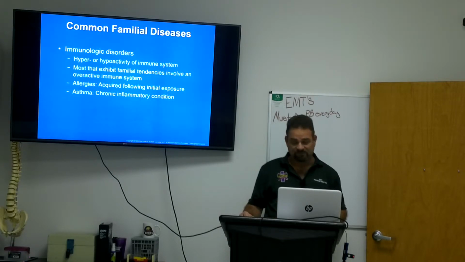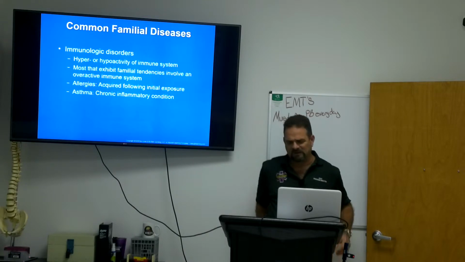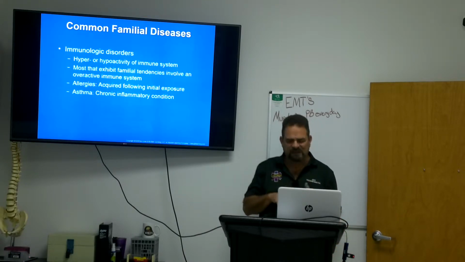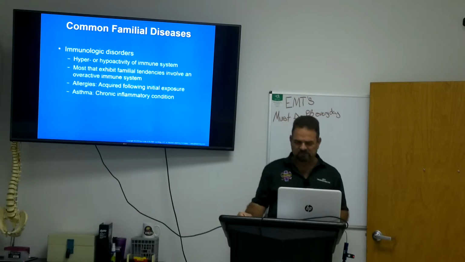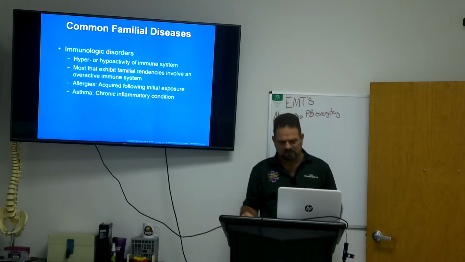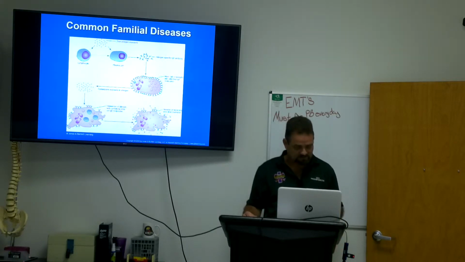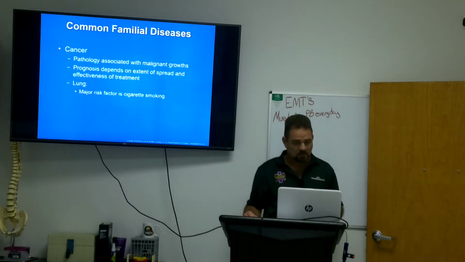Immunological disorders are caused by either hyperactivity or hypoactivity of the immune system. Most exhibit familial tendencies involving overactive immune systems, such as allergies, asthma, rheumatic fever, those kinds of things. And then allergies are acquired following initial exposure to an allergen, with repeated exposures causing the immune system to react. This figure shows the pathogenesis of an allergy. It's a pretty good one. It's on slide 104.